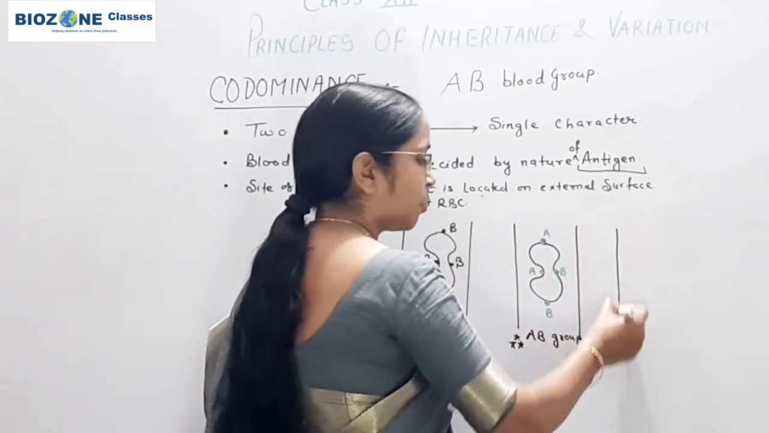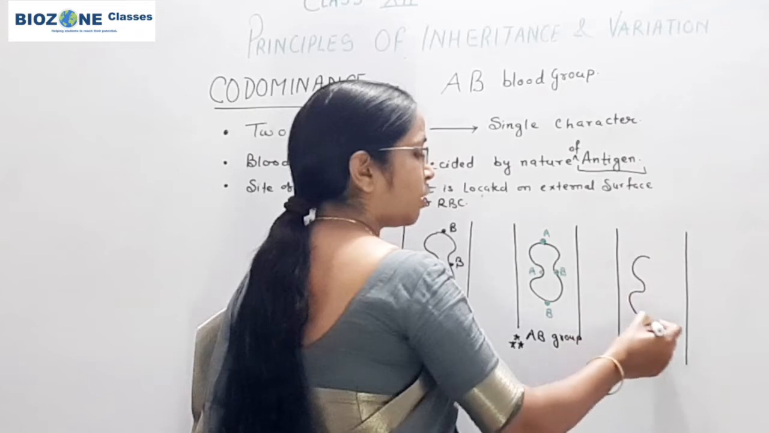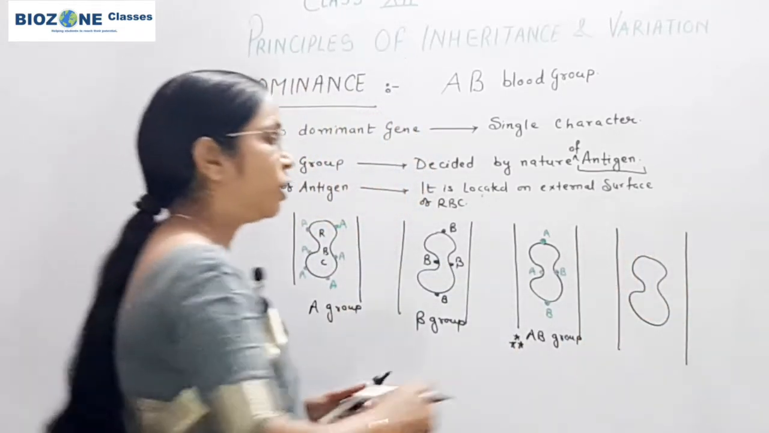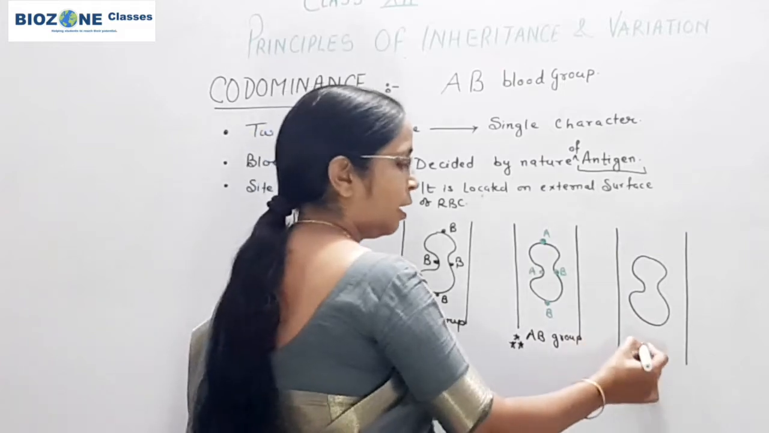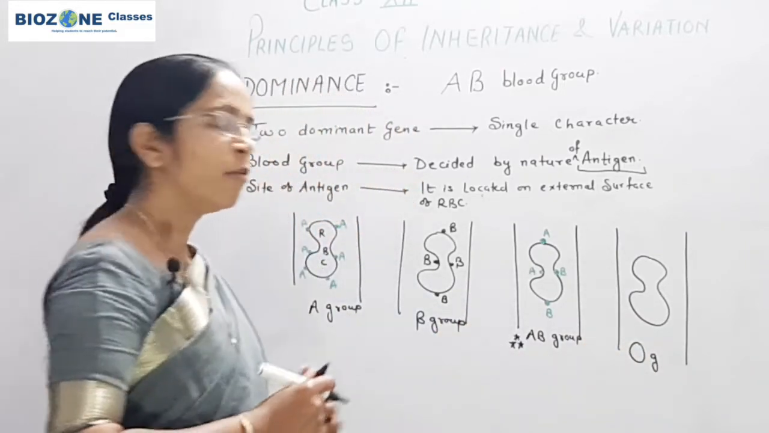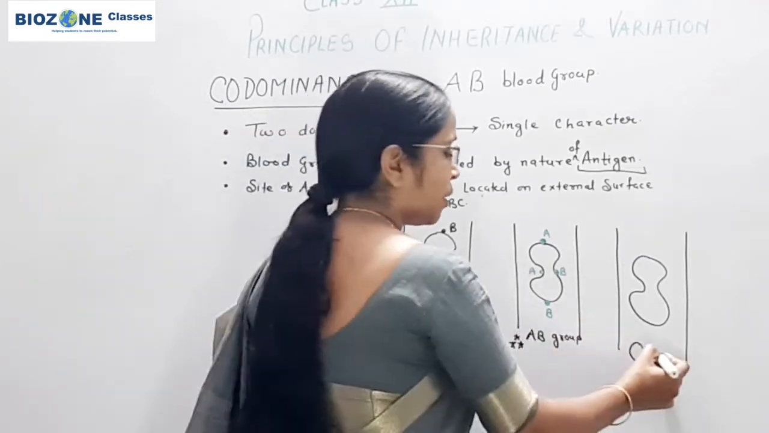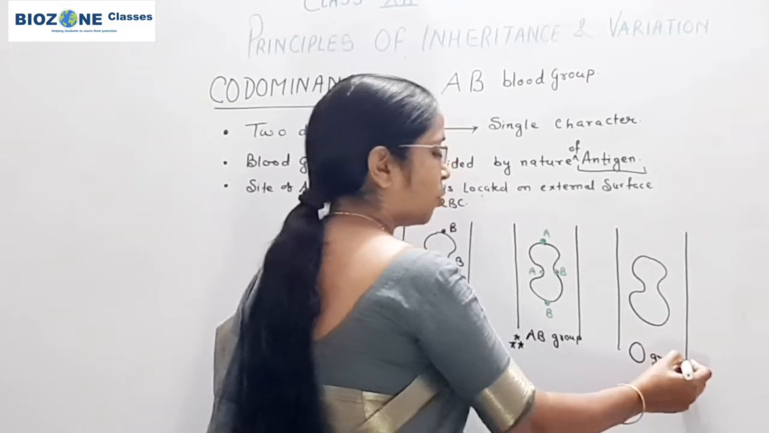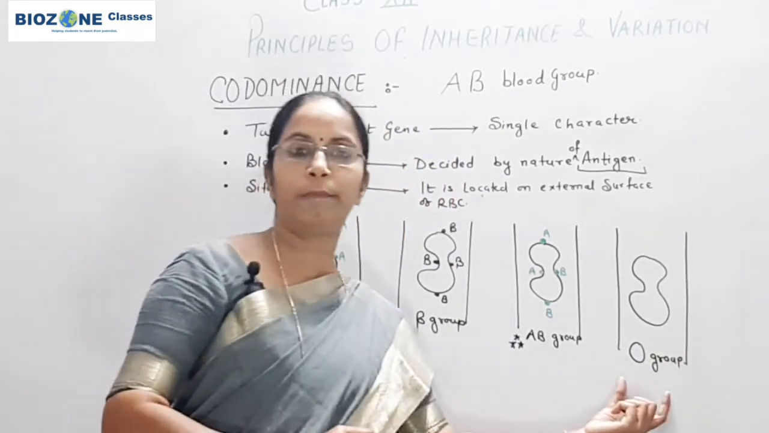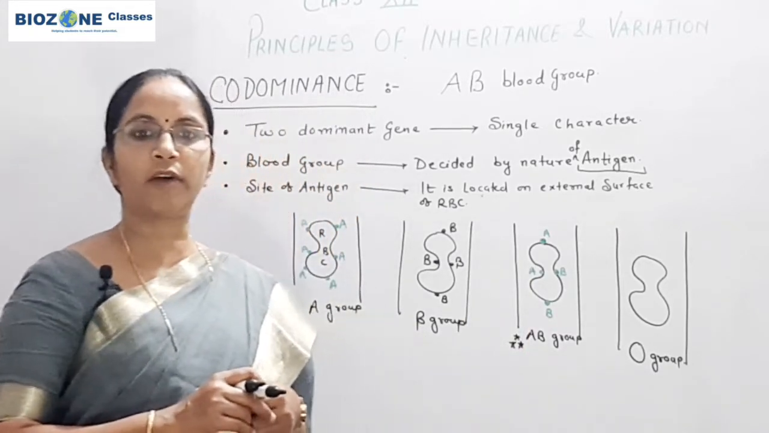The fourth blood group is called O. Pay attention for objective purposes: it is the blood group without antigen, none of the antigens is present. Zero presence of antigen means the blood group is O blood group. So remember how the blood group is defined by the presence of antigen on the external surface of RBC.